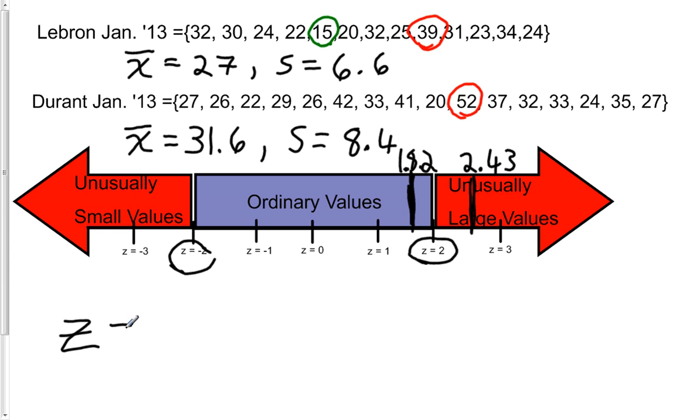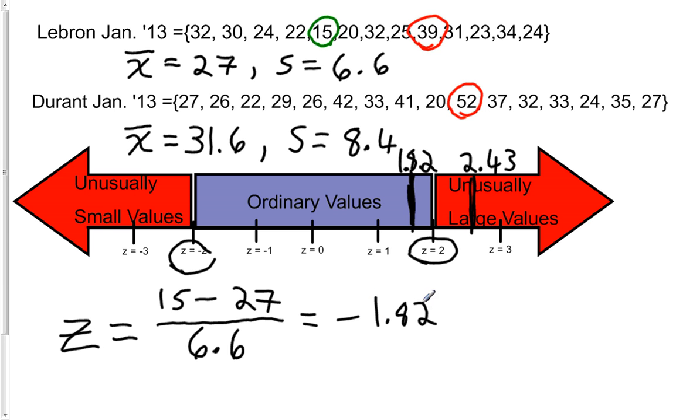So we're first going to calculate the deviation. We take the score itself, which is 15, and subtract LeBron James's average for the month of January, which is 27. And we divide that by his standard deviation of points for that month, which is 6.6. We have 15 minus 27, which is a negative number. Z-scores that are negative symbolize that the data value is below the mean. And we divide that by 6.6.